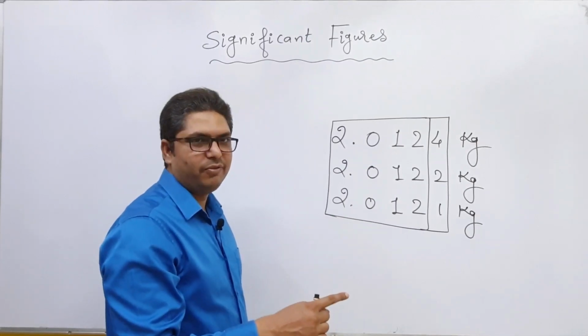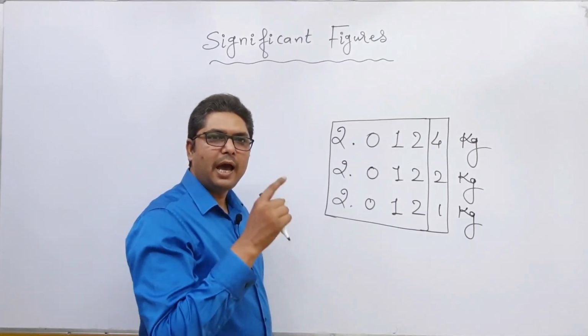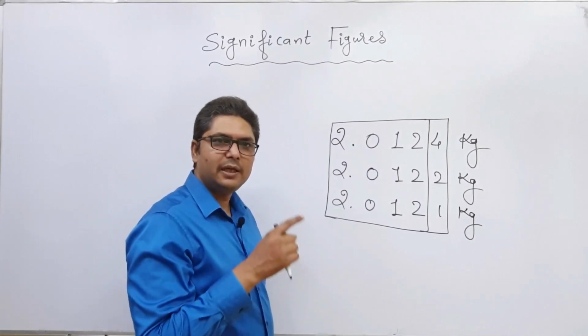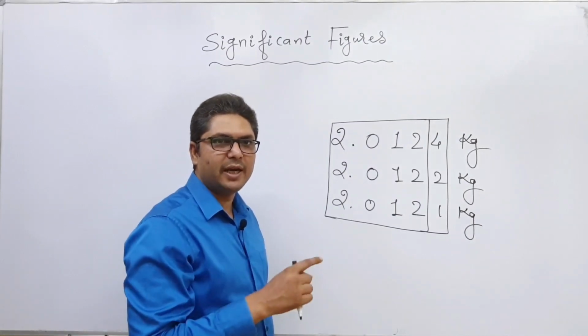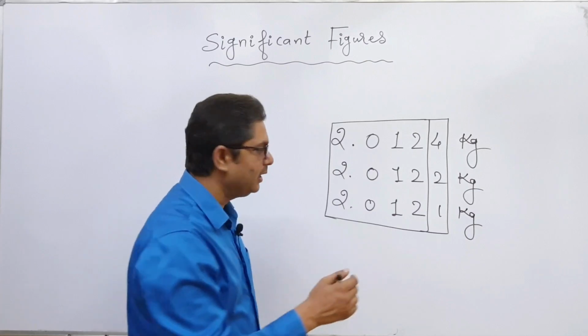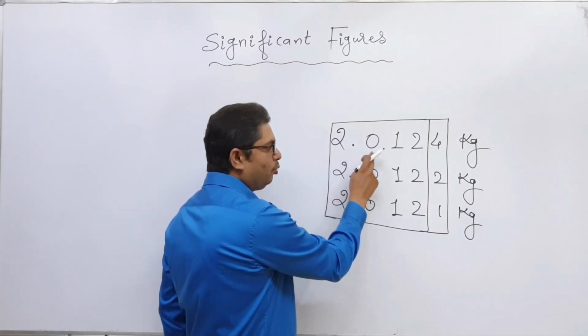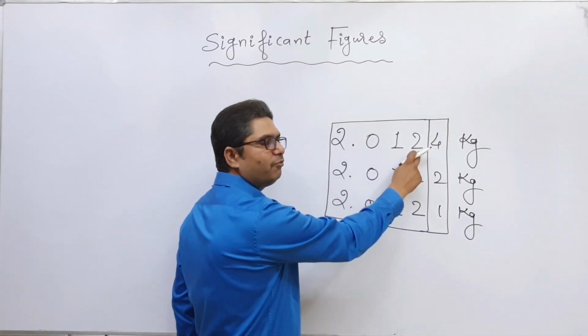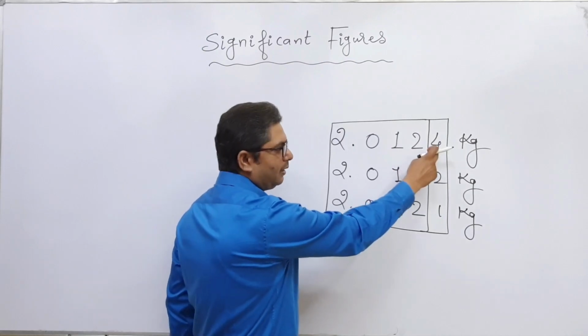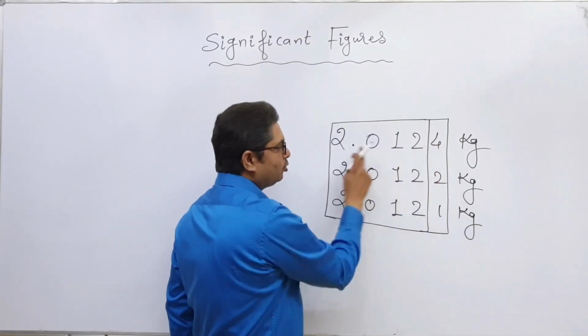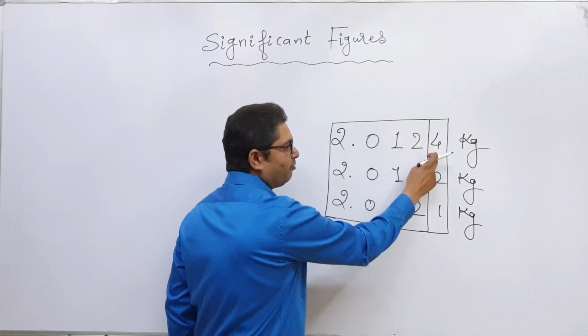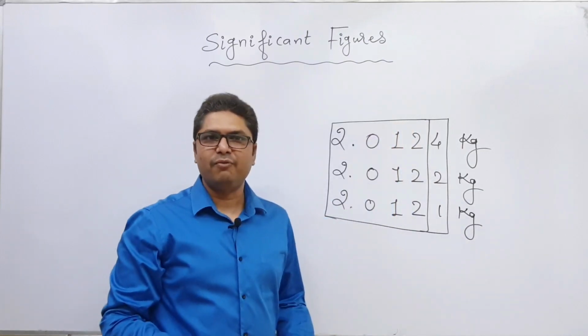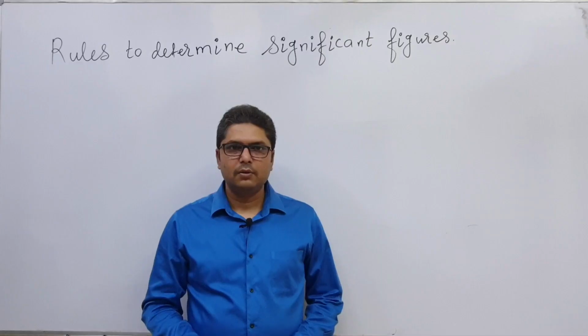The sum of certain digits and uncertain digits is said to be significant figure. So let us count it. Here you have 1, 2, 3, 4, four certain digits and the fifth one is uncertain. So 1, 2, 3, 4, 5 is the significant figure for this measurement.